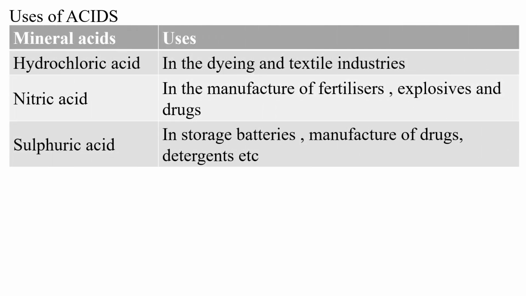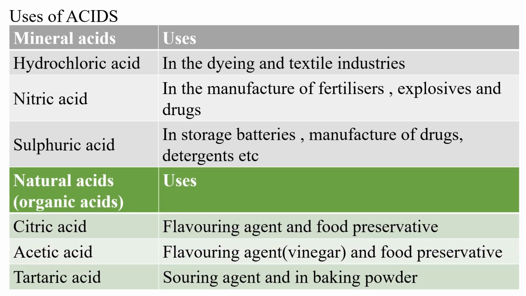Here are some of the uses of acids. Mineral acids find wide application in various industries, and natural acids mainly in food processing. And what do you mean by mineral acids? These are derived from the minerals of the earth. These are strong acids. For example, hydrochloric acid, sulfuric acid, nitric acid, etc.